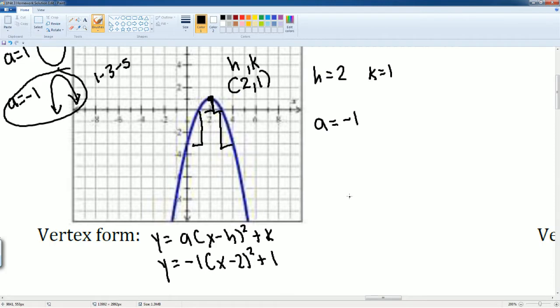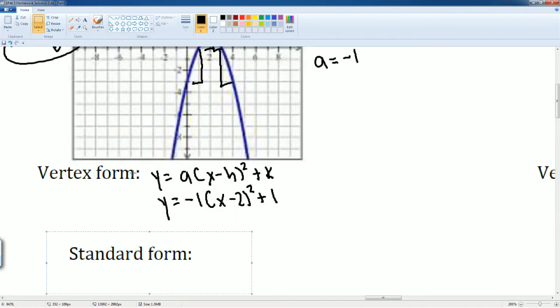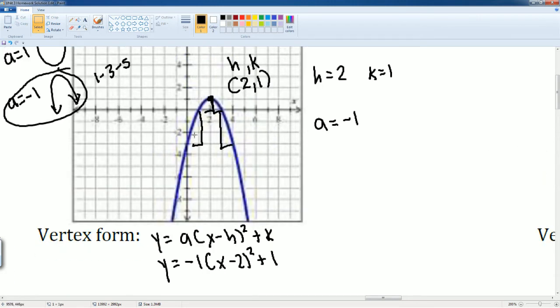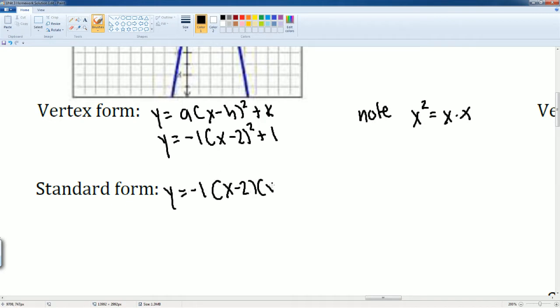Okay, now how do we get it into standard form? There's an easier way by looking at the x-intercepts, but I'm going to show you the long way. Please note that x squared is equal to just x times x. So I'm just going to expand this out: negative parentheses (x minus 2) times (x minus 2), add 1.